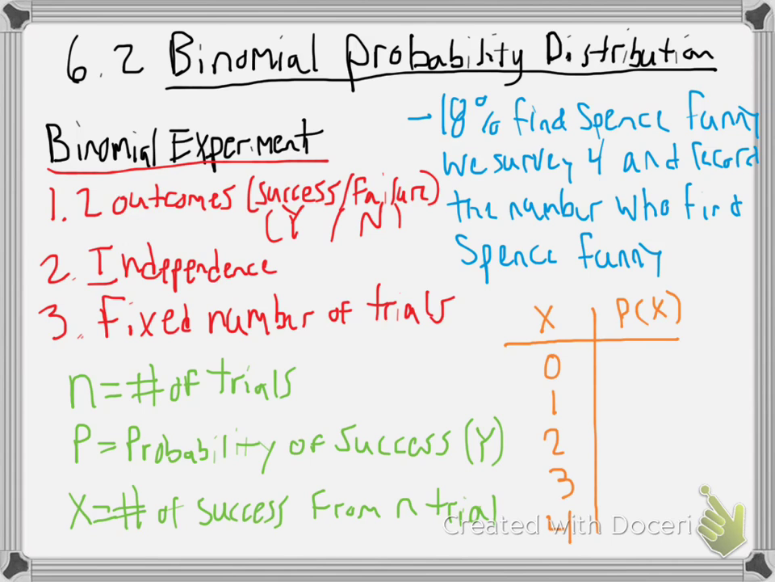We're going to be talking about 6.1 today, which is the binomial probability distribution. We have a lot to talk about, so let's get started.